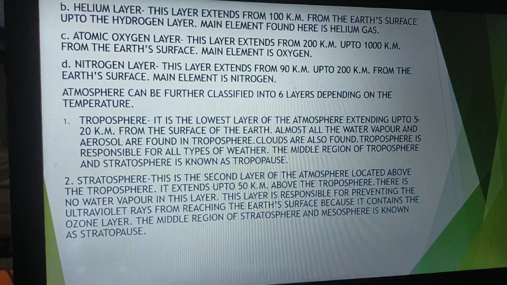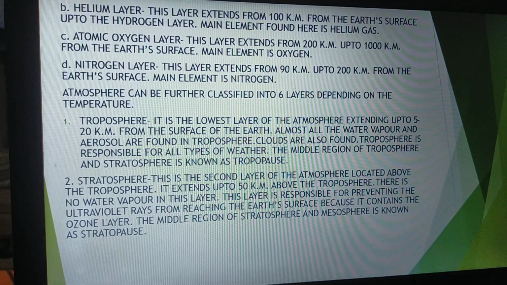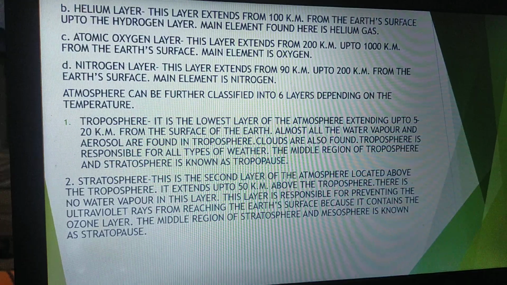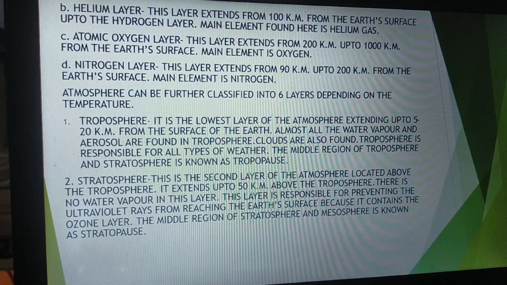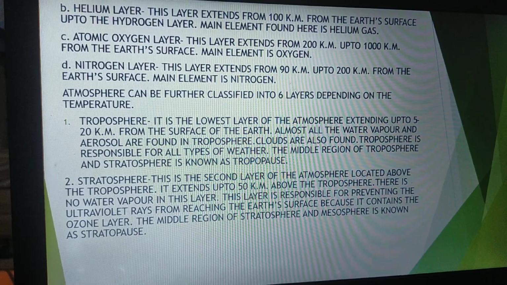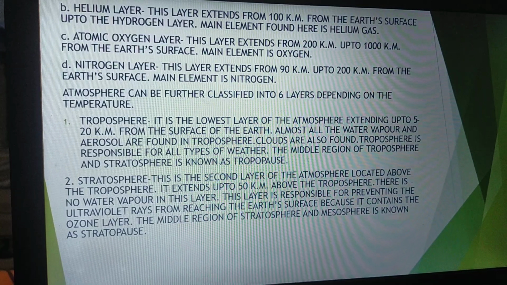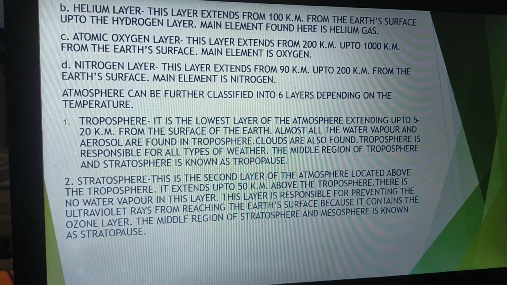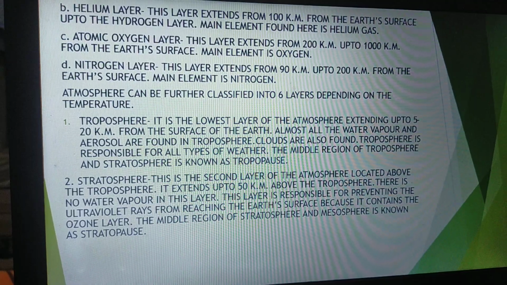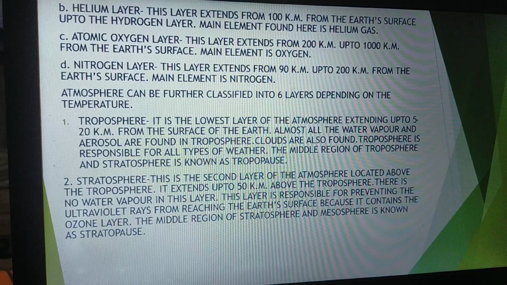There is no water vapor in this layer, and this layer is responsible for preventing the UV rays from reaching the Earth's surface, because the upper portion of this layer contains the ozone layer. The meeting point or the boundary between the stratosphere and the mesosphere is known as the stratopause. All the aeroplanes fly through this stratosphere.